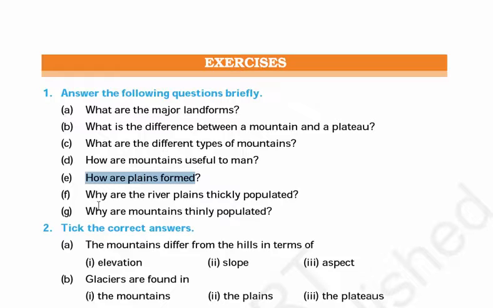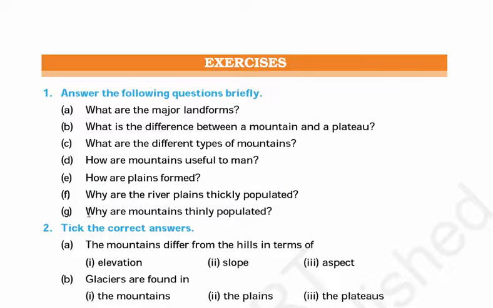Why are the river plains thickly populated? So river plains are thickly populated because usually the plains that are formed by rivers are very fertile for cultivation and for irrigation purposes, and as a result, a lot of population resides beside them, because they not only get to do their job, they also get the important aspect of human life, that is the water. So these are the quick answers behind why the river plains are thickly populated.